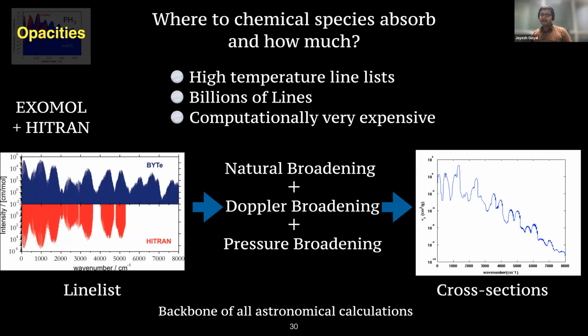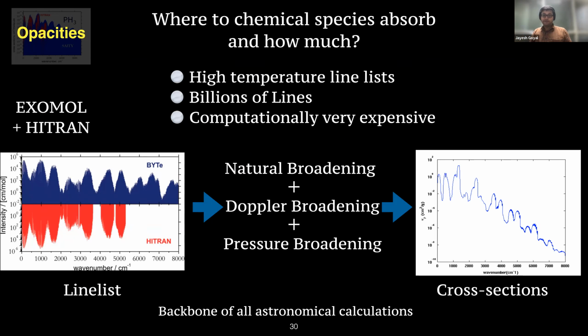Okay. Then the next thing is, once we know what's there in the planet's atmosphere, where do chemical species absorb and how much? This is one of the most important things that we need in any model, and this actually forms the backbone of all astronomical calculation. This is what we term as opacities, because unless we know where different molecules will absorb, unless we know their fingerprints, we can't say if that particular molecule is present. Like I was telling, in the computation of transmission spectrum, we need to know the fingerprint, where different molecules will absorb at different temperature and pressure.